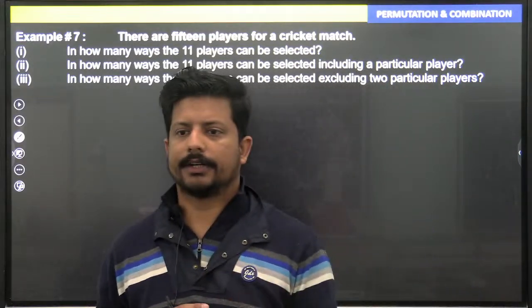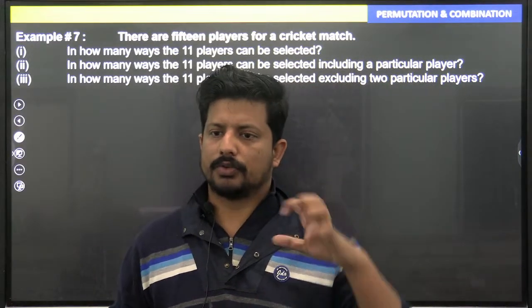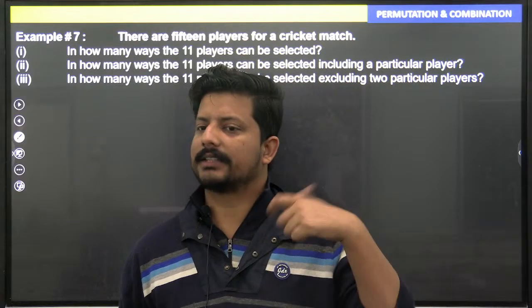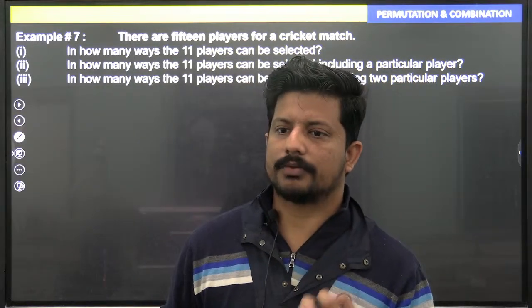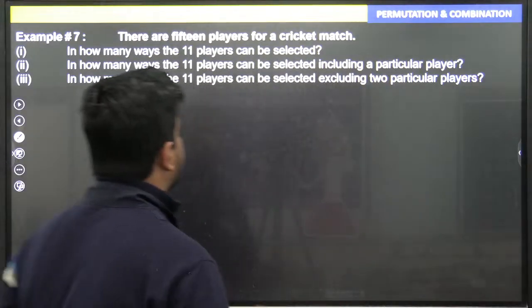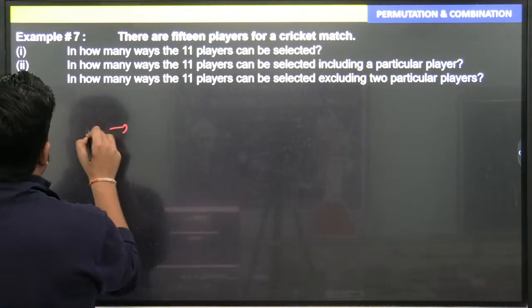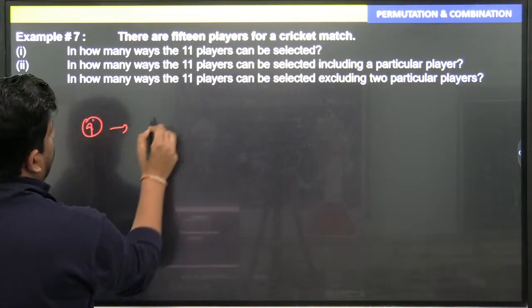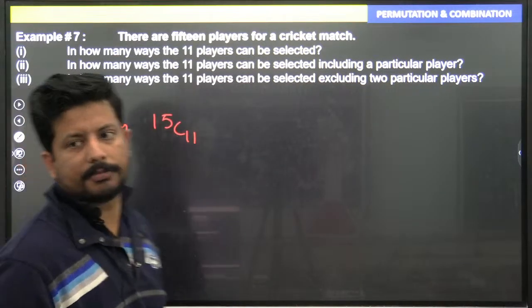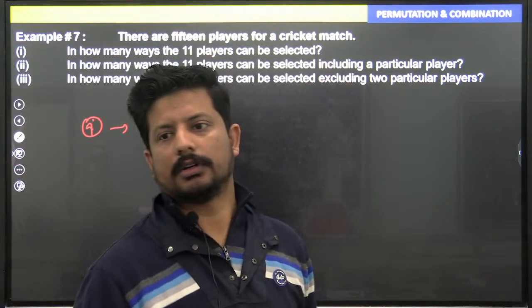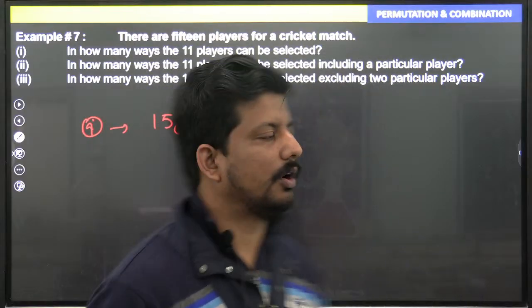I am already telling you, if you have 10 balls and you need to select 5, that means 10C5. If you have 15 members from which you need to select 11 members, that is, for option A, for the first problem, 15C11. Are you getting my point? How to solve this thing?